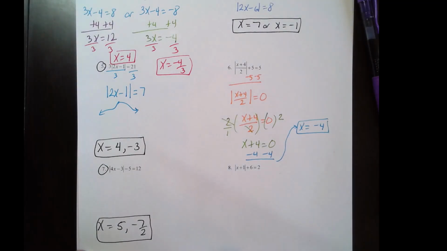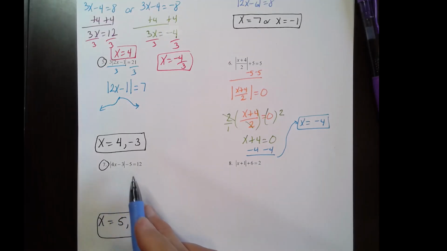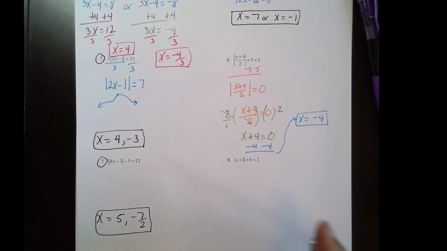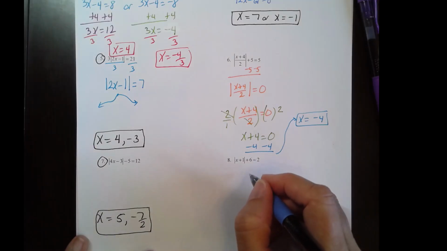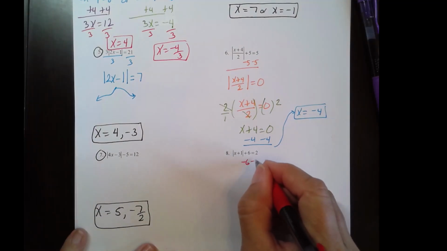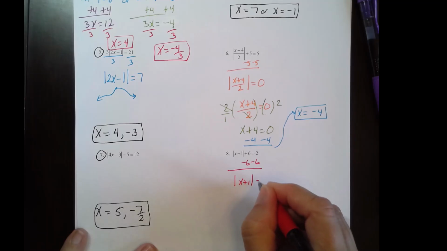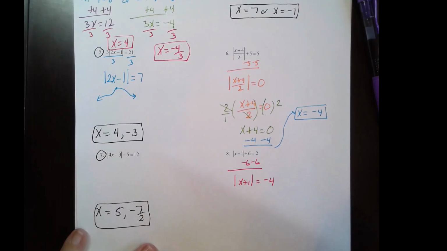So number 7, the absolute value of 4x minus 3, close the absolute value, minus 5 equals 12. I'll let you do this problem from start to finish. Don't forget to isolate. And lastly, number 8, the absolute value of x plus 1, close the absolute value, plus 6 equals 2. We need to start off by isolating. How do we isolate? Subtract over the 6. So the absolute value of x plus 1, close the absolute value, equals negative 4.